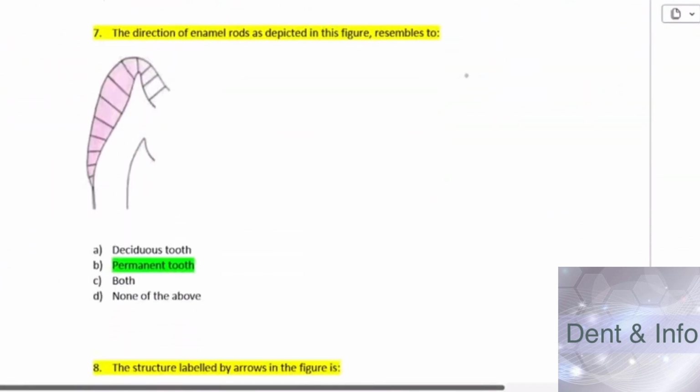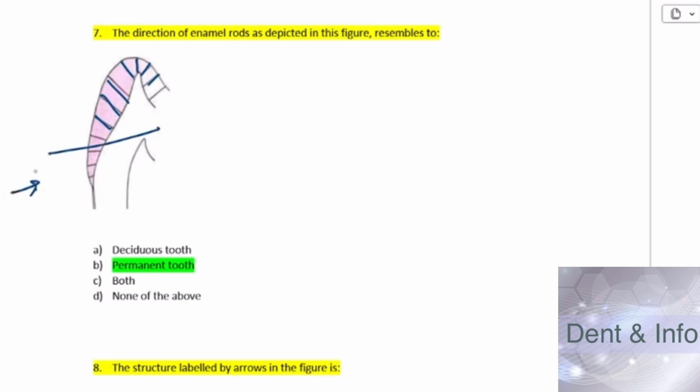Next is the direction of the enamel rods as depicted in the figure resembles to. Now this is the simple diagrammatic representation of enamel rods. This is not what we usually see even in a light microscope. They are plenty, in millions, 5 to 12 million on average. Just to explain the orientation, this is the diagrammatic representation. As you could see, they are almost vertical when approaching the cusp in the occlusal. Then they become slanting in the middle third. And in the cervical third, this area is the difference.